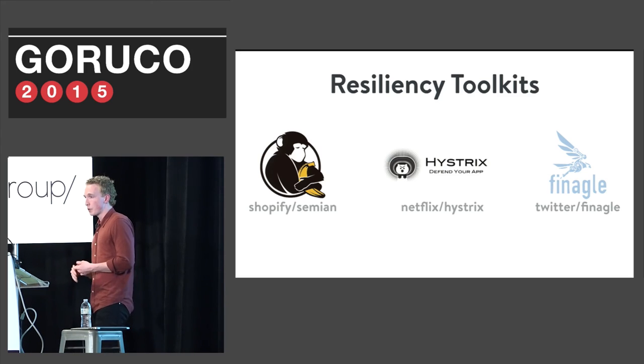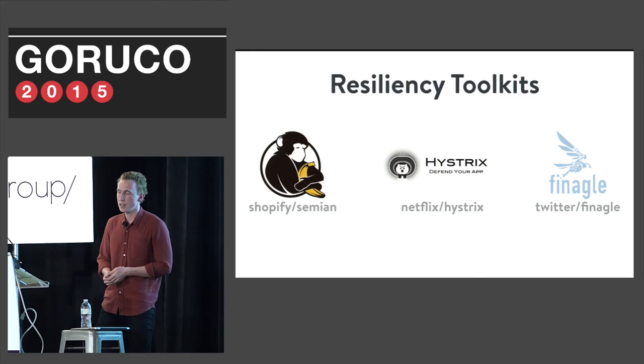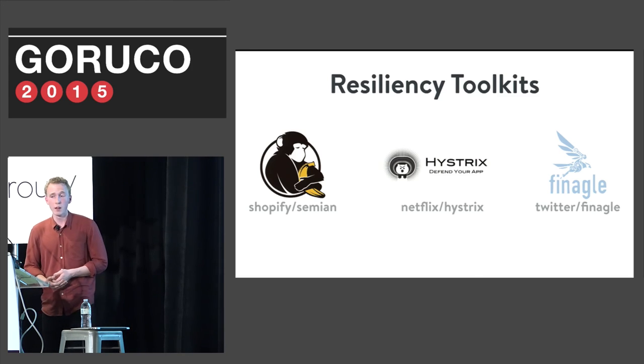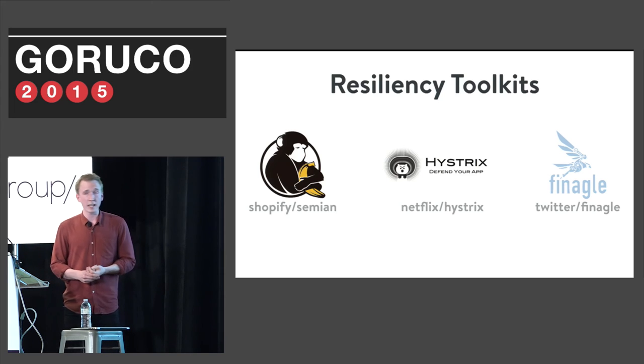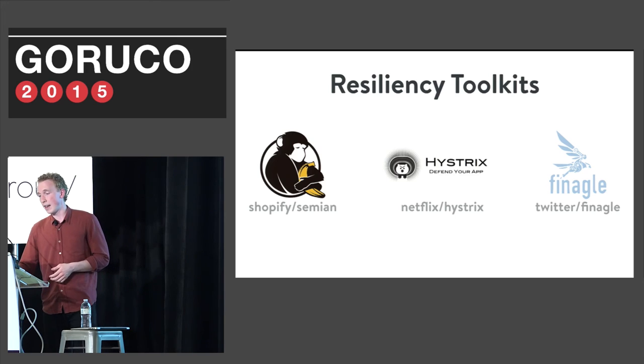We implemented a library for this. We called it Semian. And Netflix implemented their own library, which they call Hystrix. And they've done some extensive documentation on resiliency. Twitter has a library as well. And if you have a lot of services, I definitely recommend looking into these libraries. They have great readmes, great wikis, and there are all these toolkits for failing faster than timeouts.